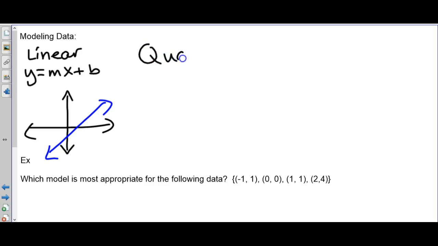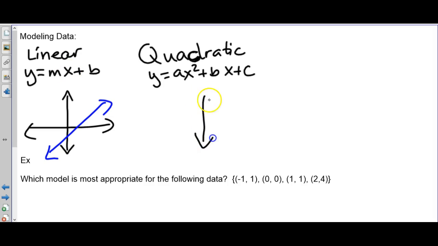Quadratic, we just worked on discriminants with quadratic. For modeling data, we have y equals ax squared plus bx plus c. We know it's a quadratic because it has the x squared term, whereas linear only has a plain x. And a quadratic looks like that U shape, also called a parabola.